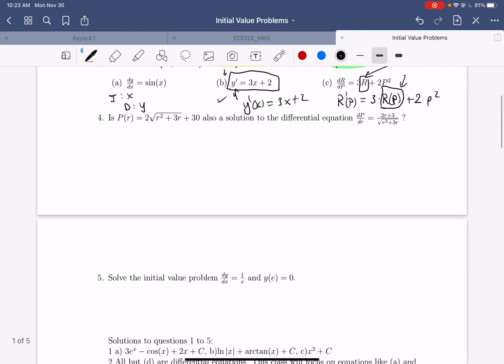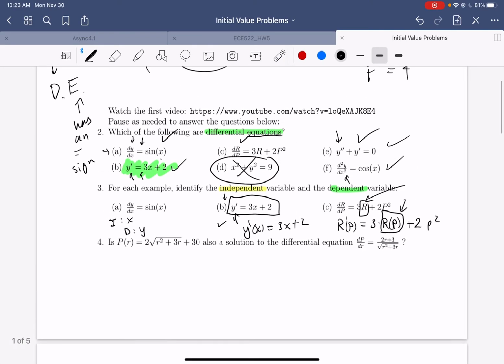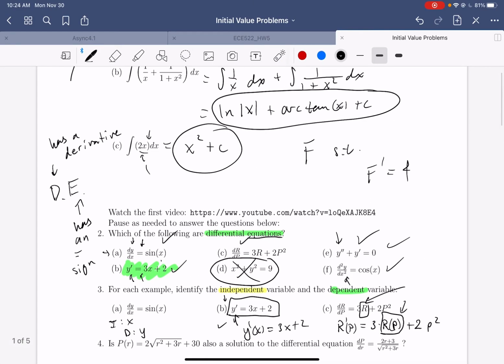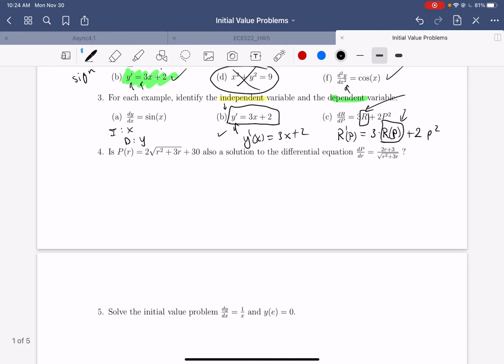So, why do we care about these? Well, just like before, how we had to find a function and all we knew was its derivative, that's exactly what we're going to do again. So, I don't know, let's just look at 4.